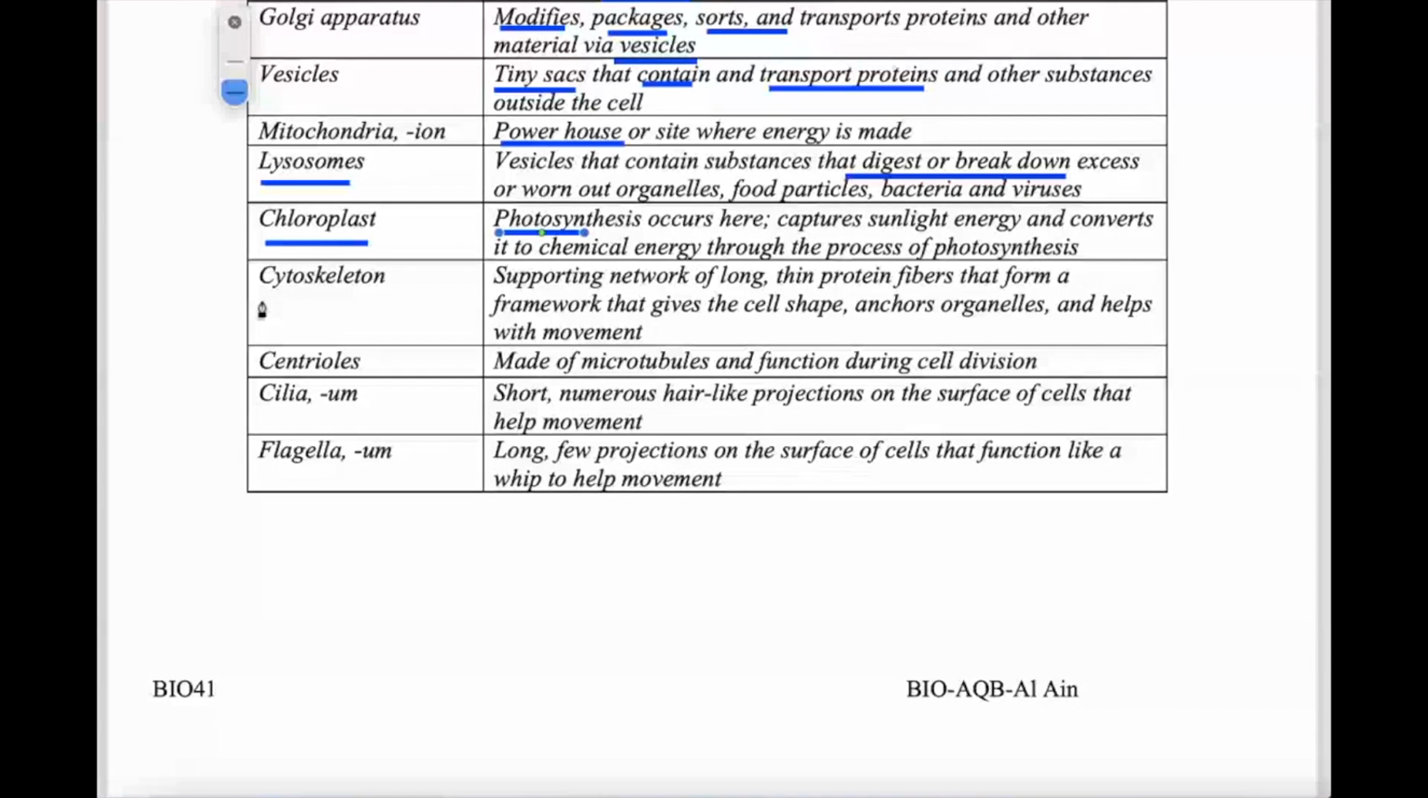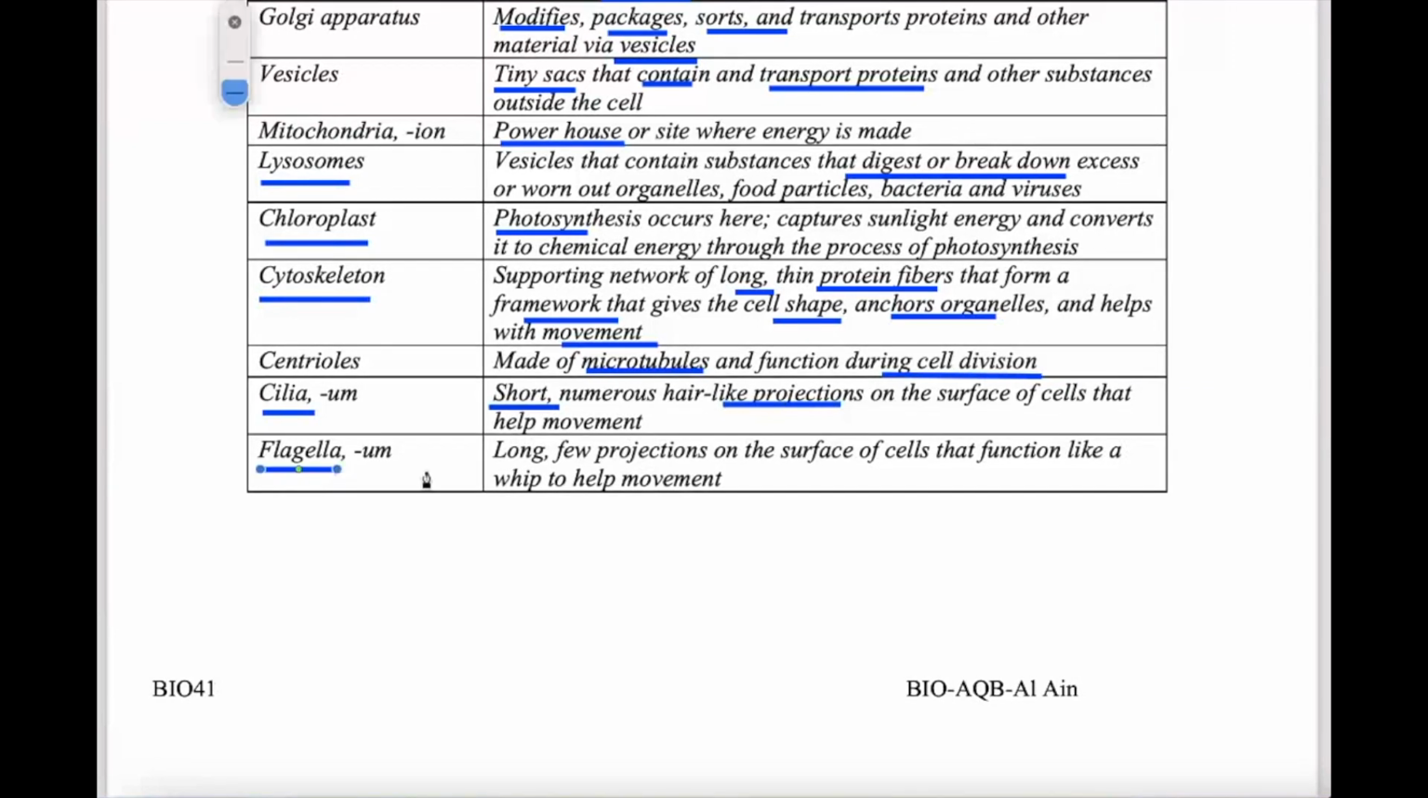into chemical energy. Cytoskeleton is made up of long, thin protein fibers, and they make a framework of the cell to give it a shape, to anchor the organelles, and to help in the movement. Centrioles are only present in animals, and they are very important for cell division. There are 2 centrioles present in each cell made up of microtubules. Cilia are short hair-like structures, and they are present on the outer surface of the cell or inner surface of the cell, and they help in the movement.